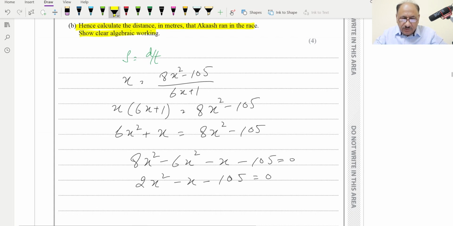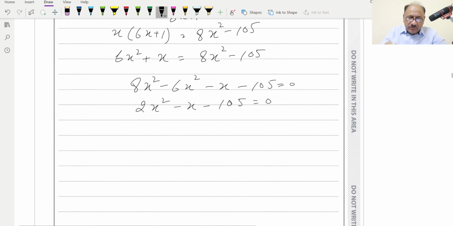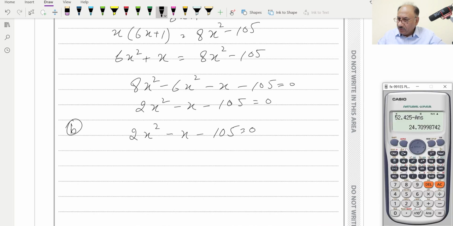Now for part B: hence calculate the distance in meters that Akash ran in the race. Show clear algebraic working. So we have to solve this quadratic equation, 2x squared minus x minus 105 is equal to 0. The coefficient of x squared is 2, the coefficient of x is minus 1 and the constant is minus 105. We will find the pair 15 over 2 and minus 7.